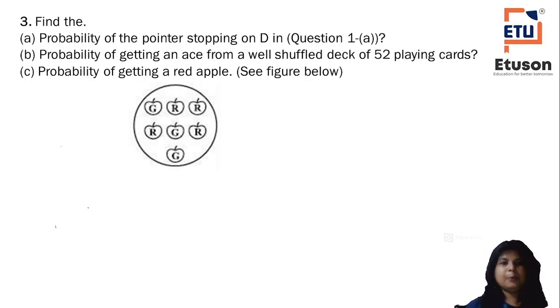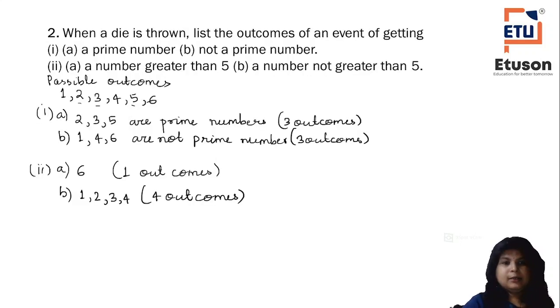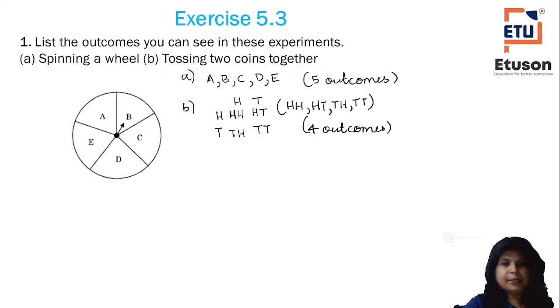Find the probability of the pointer stopping on D in question number 1A. So let us go to question number 1A. So question number 1A, this was the wheel in which you had 5 outcomes A, B, C, D, E.